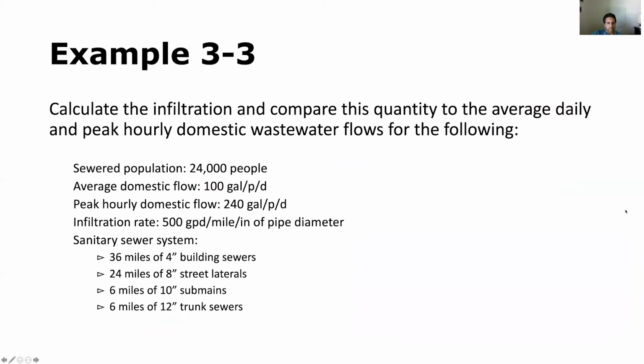Let's do an example problem. Calculate the infiltration and compare this quantity to the average daily and peak hourly domestic wastewater flow rate for the following situation. We've got a sewered population of 24,000 people with an average domestic flow of 100 gallons per person per day, a peak hourly domestic flow of 240 gallons per person per day. We'll use an infiltration rate of 500 gallons per day per mile per inch. And we can consider a sanitary sewer system that has 36 miles of 4-inch building sewers, 24 miles of 8-inch street laterals, 6 miles of 10-inch submains, and 6 miles of 12-inch trunk sewers.